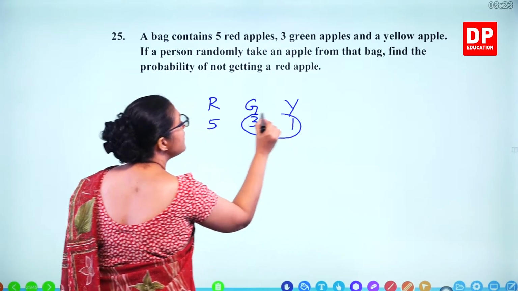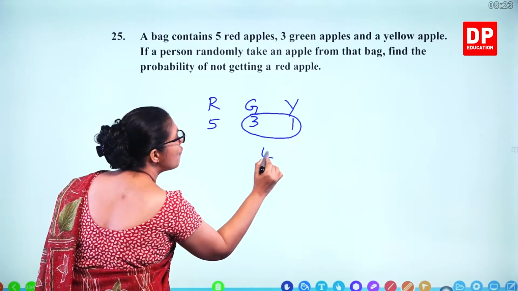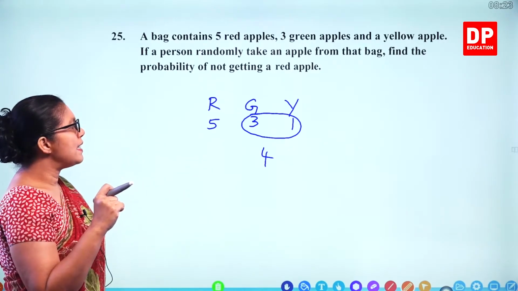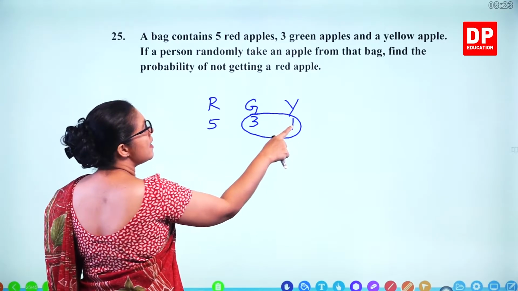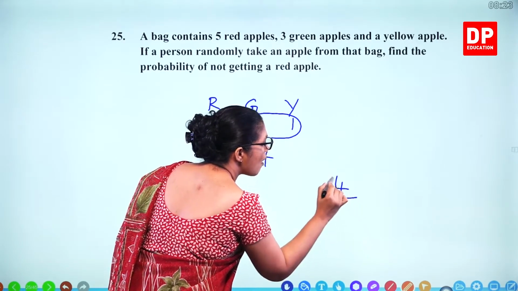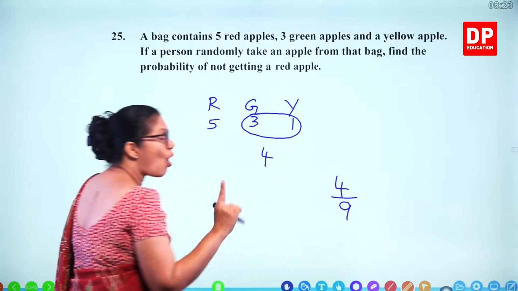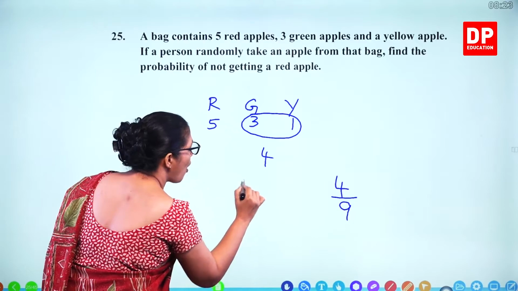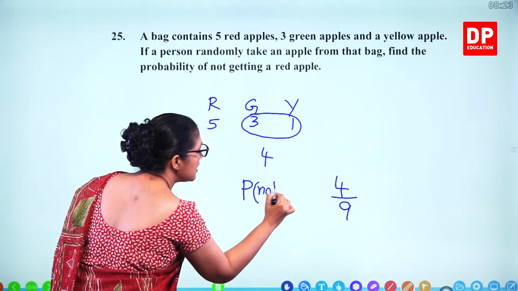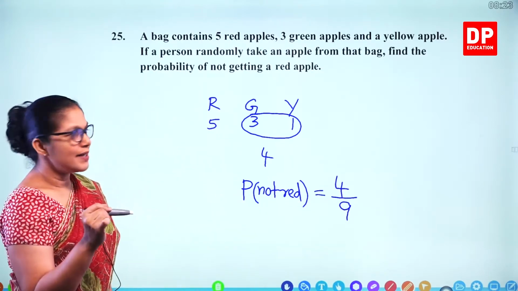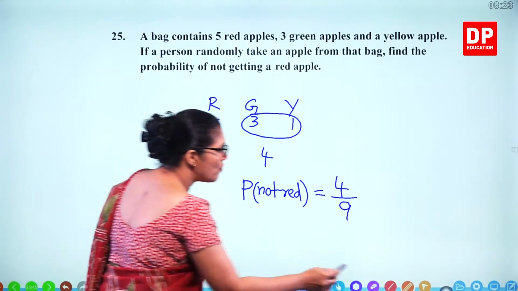How many are there then? 3 plus 1, 4 not red apples. So what is the probability? Altogether 9 apples are there. Out of 9 there are 4 that are not red. It can be either green or yellow. So the probability of not getting a red one is 4 over 9. So you get 2 marks for that.